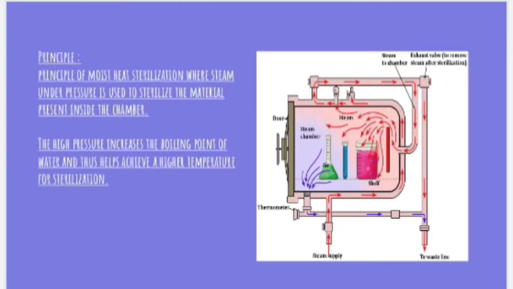Now the electric heater is switched off and the autoclave is allowed to cool until the pressure gauge indicates the pressure inside has lowered down to that of the atmospheric pressure. The discharge pipe is then opened to allow the entry of air from the outside into the autoclave. Finally, the lid is opened and the sterilized materials are taken out of the chamber.